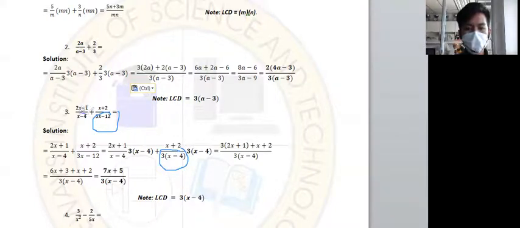Dahil magkaparehas na po yung x minus 4 po dito, hindi na po natin siya isasama. So, magiging LCD na lang po natin, ito po, 3 multiplied by the quantity x minus 4. Okay? So, proceed po tayo sa solution po natin.